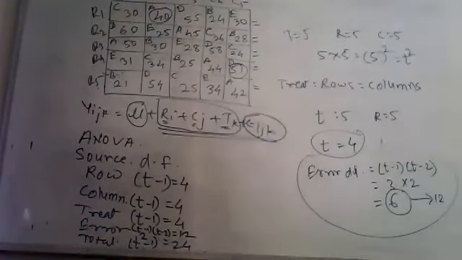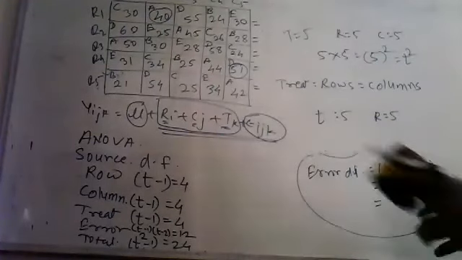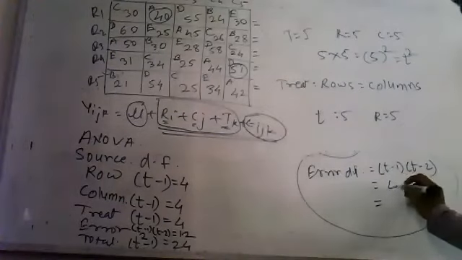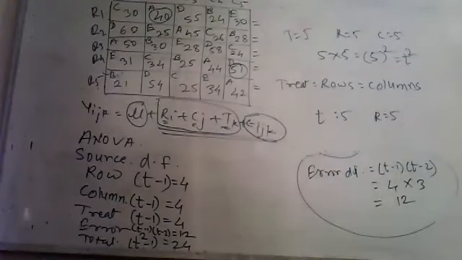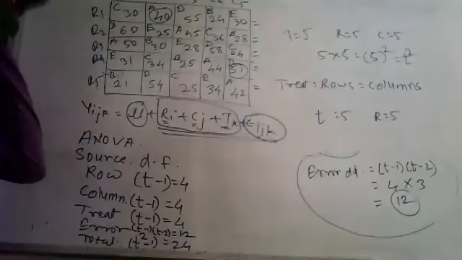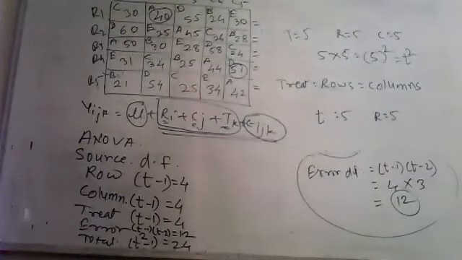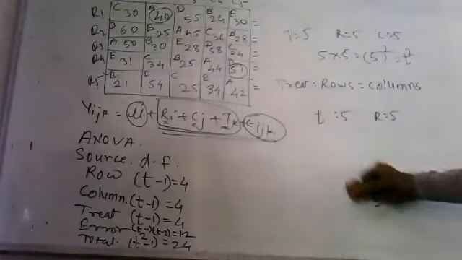So minimum number of treatments is 5. With 5 treatments, it becomes 4 and 3, so it will become 12. For 5 treatments, we get 12 degrees of freedom for error. So we cannot use less than 5 treatments in LSD design, because we will not get sufficient error degrees of freedom.